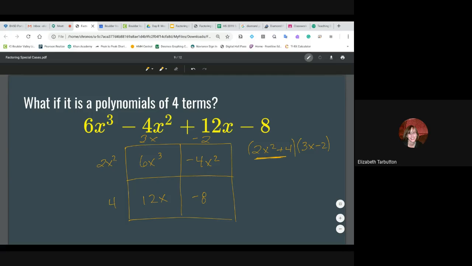I see that there's a common factor here, and so it's not fully factored yet. You always need to check and see if any of your factors can be factored down further if you have 4 terms. And in this case, I can pull out a greatest common factor of 2, and I get x squared plus 2. And so this would be my fully factored answer. Okay.